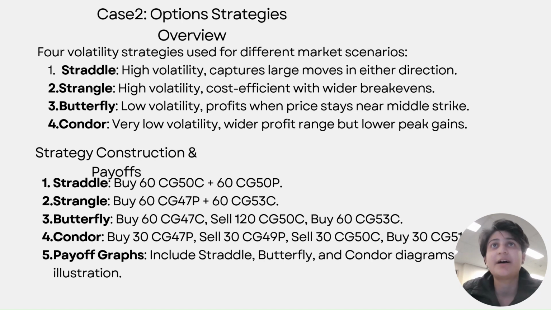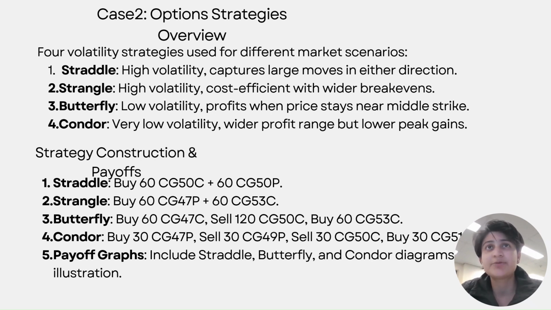The strangle, on the other hand, is also suited for high volatility but is more cost efficient. It involves buying out of the money puts and calls, resulting in wider break-even points but lower premiums compared to the straddle. The butterfly, however, works best in low volatility environments.